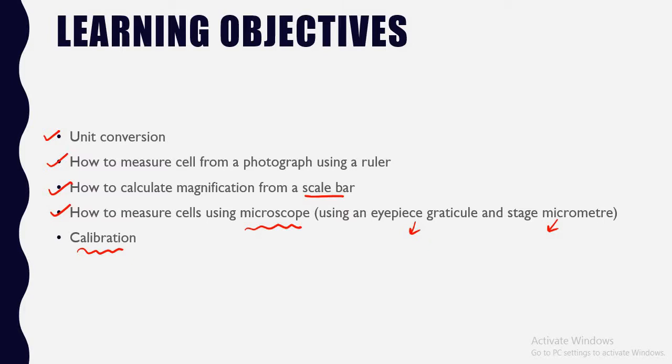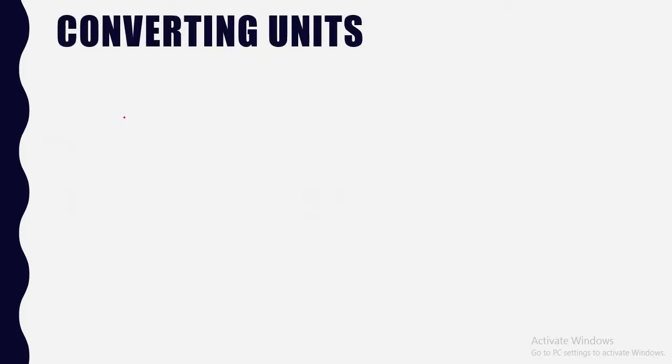So first and foremost thing is unit conversion, which you should know. Before going into converting the units, let me just revise the concept of magnification. The formula of magnification is I by A. I represents the image size and A represents the actual size.